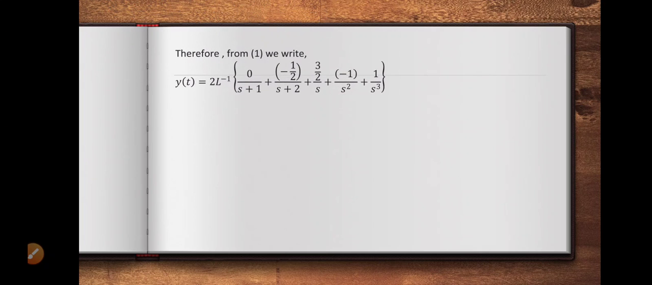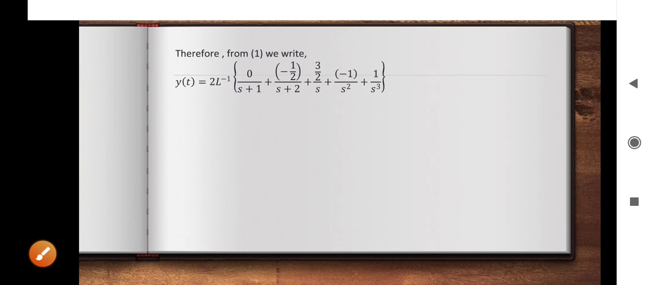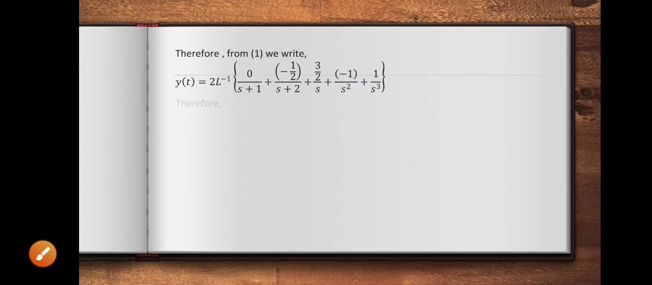Now you can put these values to find inverse LT. Therefore we can write y of t equal to 2 times L inverse of. So the values of a, b, c, d, e are written as the first value of a is 0. So the first fraction will disappear and there will be only 4 results. Now applying the linearity property and using the standard results, you will get y of t like this.